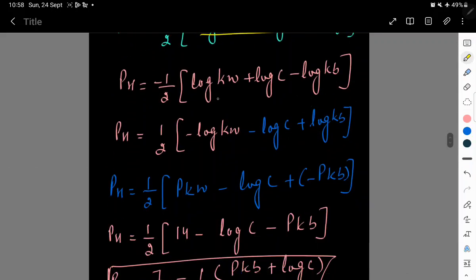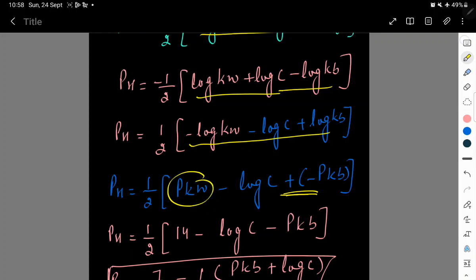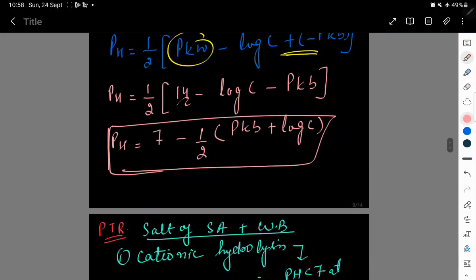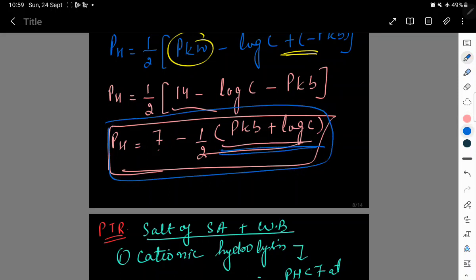Now on applying these formulas, and when we put this minus into these terms, the negative will become positive and the positive term will become negative. And we know pKw for water at 25 degrees Celsius is 14. When we solve this, it will become 7, and minus 1 by 2 will come here, and it will become this. So this is the formula for pH calculation.